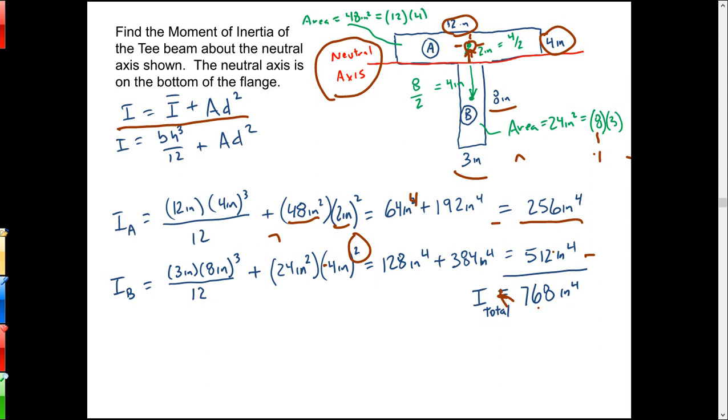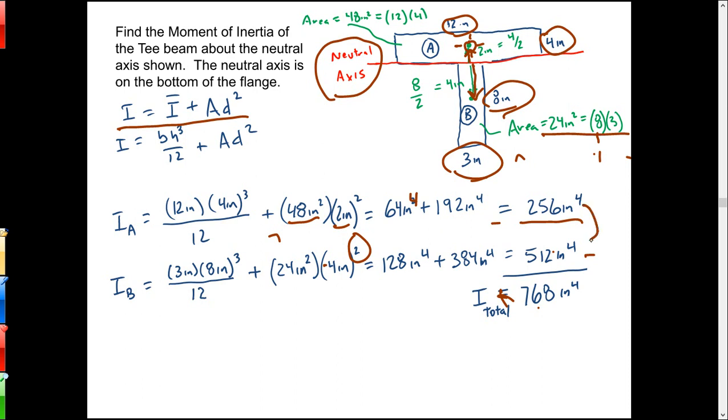And then I can do the same thing for the web or the stem or whatever you want to call it, that thing that extends down from the flange, part B. It's got a base of 3, height of 8, so 3 times 8 cubed over 12, plus its area, which is 24, 8 by 3, times the offset distance, which is half of 8, so 4, from the neutral axis to the centroid of the rectangle. Square that and multiply it by 24. Now in actuality that's a negative 4, but nobody bothers with that because when you square it you get rid of the negative anyway. So what you get for that is 512.